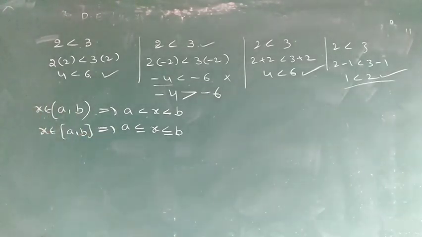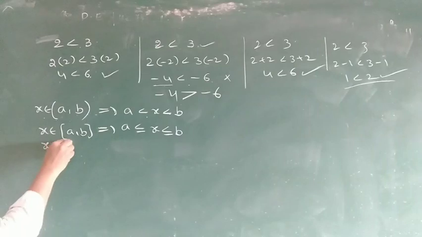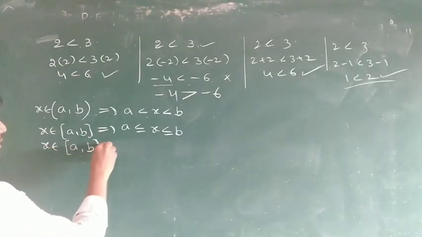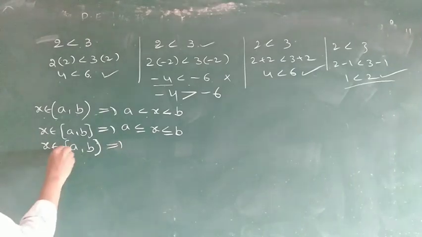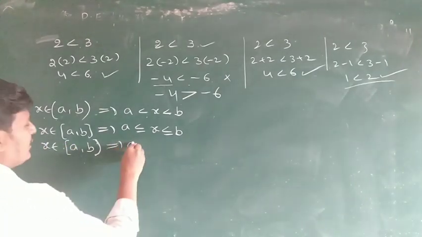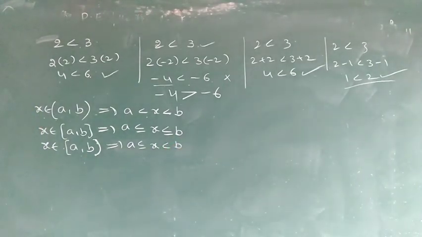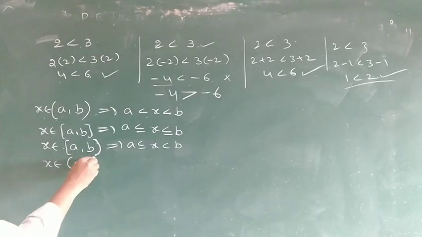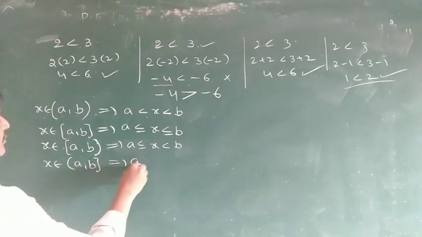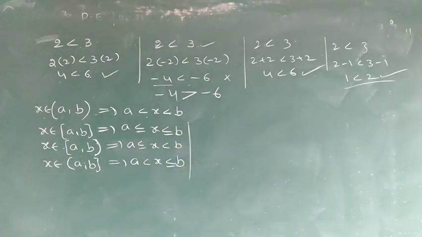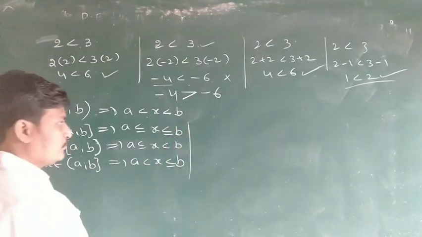This is the difference. Next one, x belongs to [a, b), closed at a and open at b. Closed a means less than or equal to, open b means less than. Next, x belongs to (a, b], open at a and closed at b, which is a less than x less than or equal to b. So some more results.